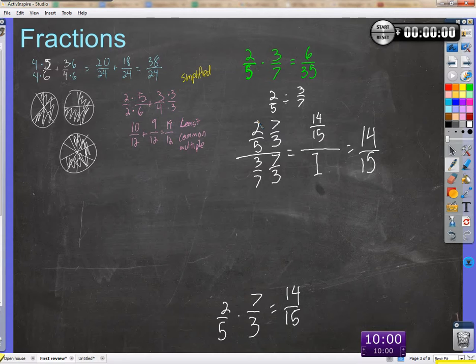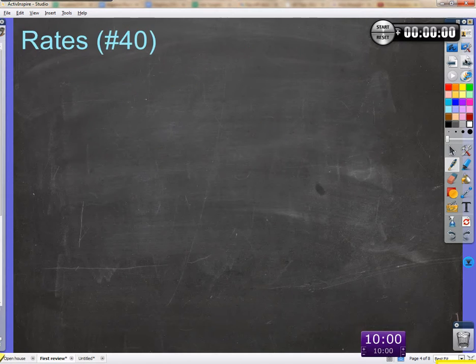Are there any questions about fractions, adding, subtracting, multiplying, or dividing fractions? Okay. So, number 40. What is number 40?